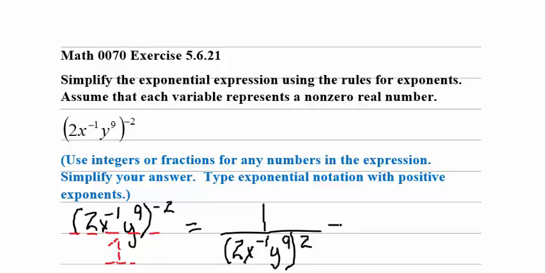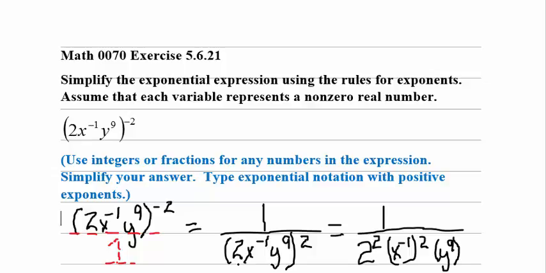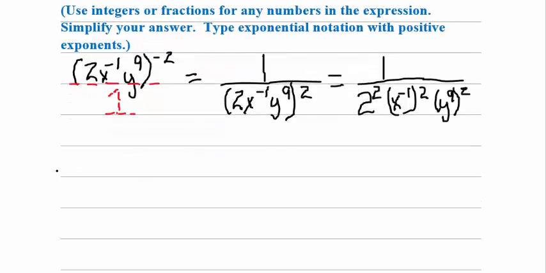All right, so now I will use the power to product rule. And this tells me that in the denominator, this power of 2 applies to the 2, to the x to the minus 1, and also to y to the ninth. So each factor inside this parenthesis is raised to the second power. So I now have 1 in the numerator. 2 squared is 4.